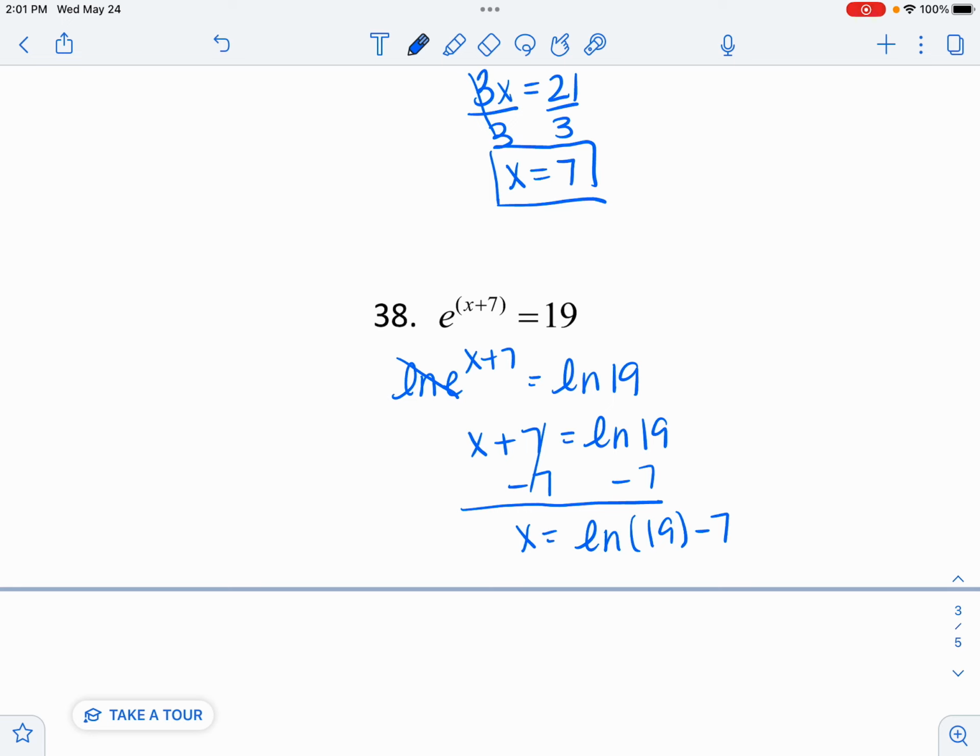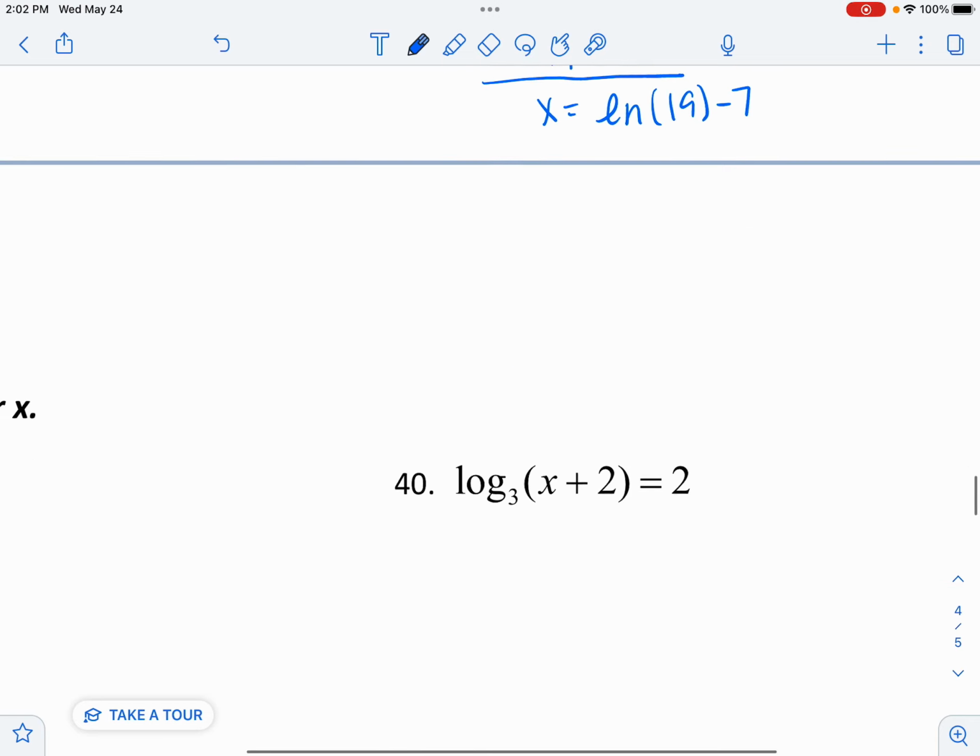Okay. So you have ln of 19. If I can find my ln on this calculator. And then minus 7. Okay, I got that x equals negative 4.055.